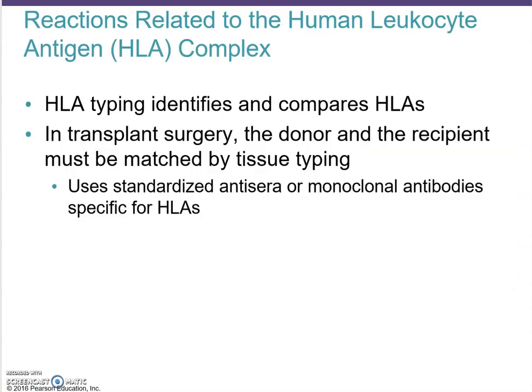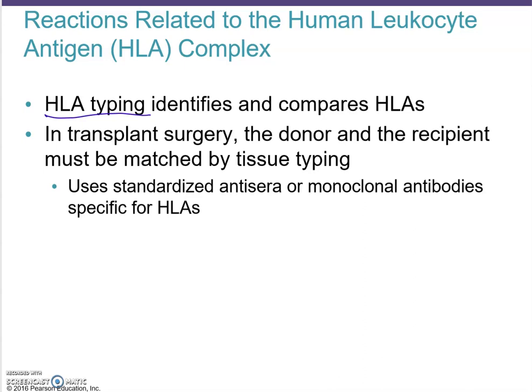Also related here to the HLA complex is the whole issue of tissue typing and tissue matching when you have an organ transplantation. So typically what needs to be done before an organ can be transplanted between people, you need to do HLA typing, and then you need to, the best you can, match as many HLAs as possible. So in transplant surgery, the donor and the recipient must be matched by tissue typing, and if it's not a good match, then most likely, almost with certainty, the recipient organism will be rejecting the transplant. So the better the match is, the better the chance that the graft will stay.